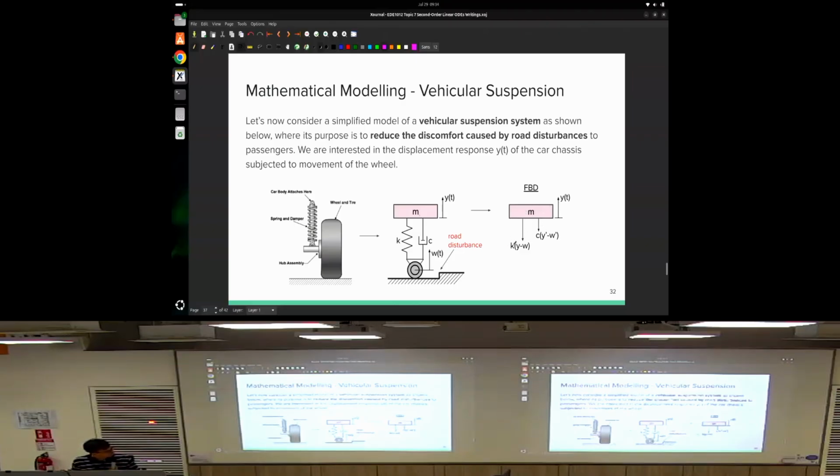And then what's the deal with this k times y minus w? So you must understand that looking at the displacements here, first of all, you have the displacement of the chassis, and in this case, we consider upwards as positive. You can of course consider downwards as positive, no problem. Just that this model considers that. So upwards positive for y of t, and then upwards positive for the w of t.